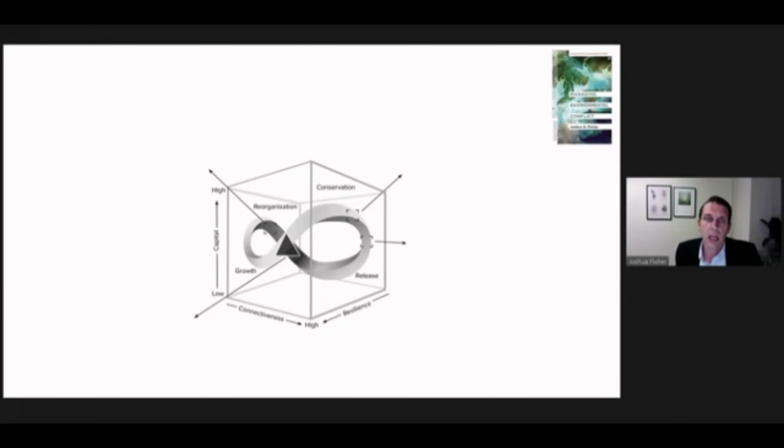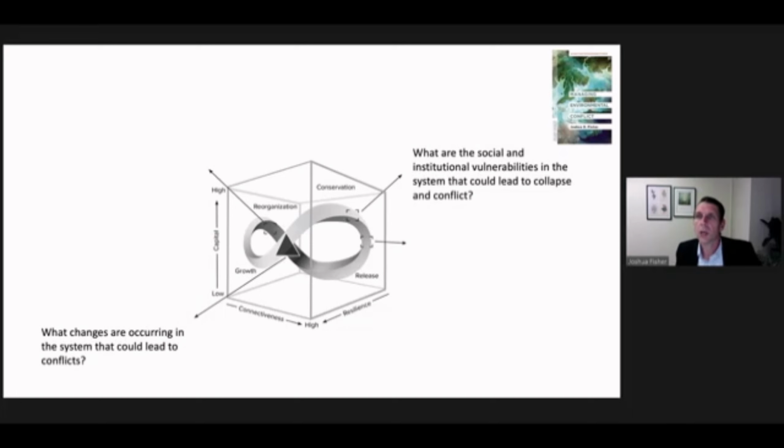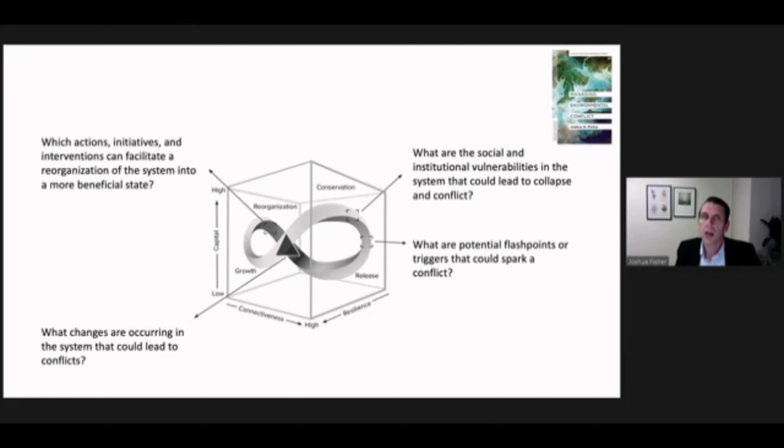Borrowing from this ecological model, the book describes how we can use this framework to understand and to work with stakeholders in conflict: to understand what changes are occurring in the system that could lead to conflict, what social and institutional vulnerabilities there are in the system that could lead to a collapse or lead to conflict, and what potential flashpoints or triggers could spark a new conflict erupting. This could spark the system to collapse.